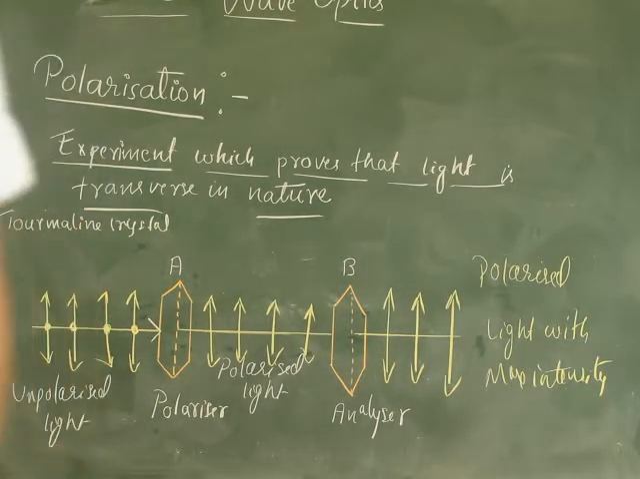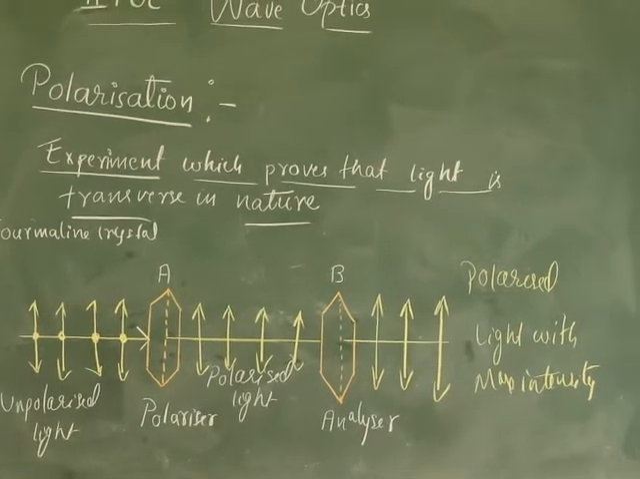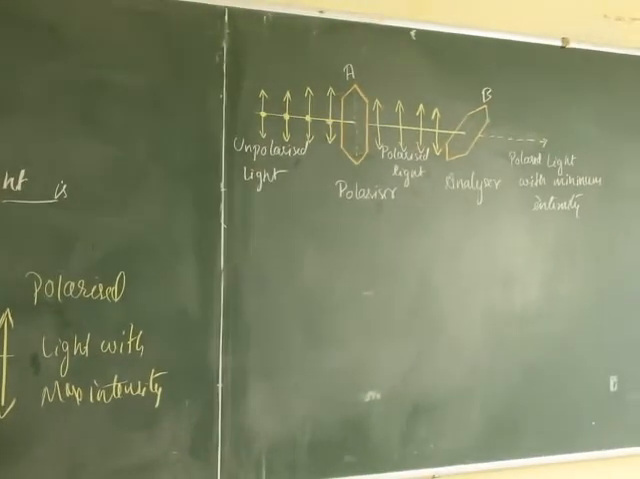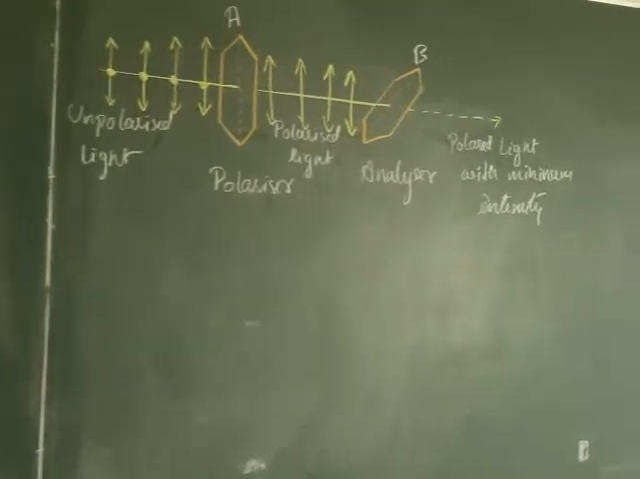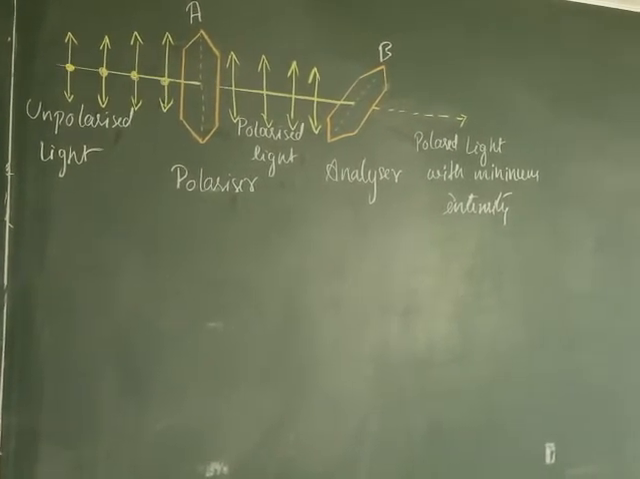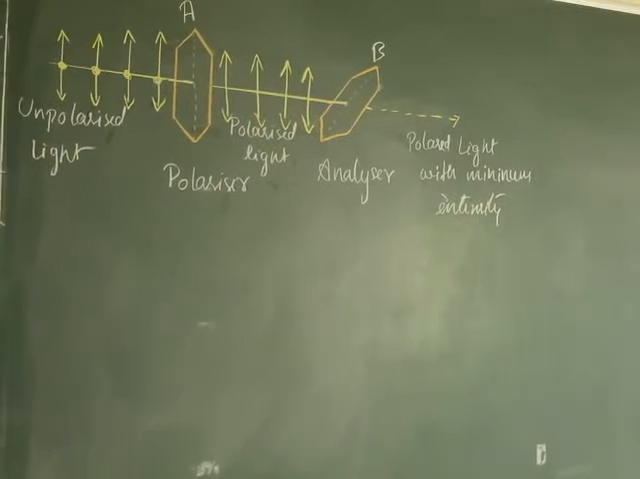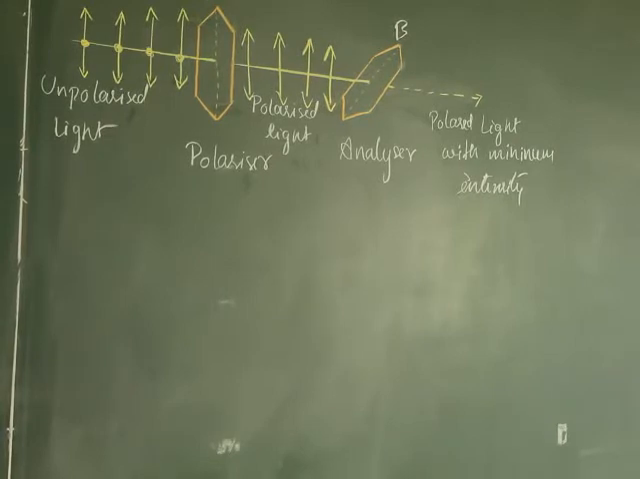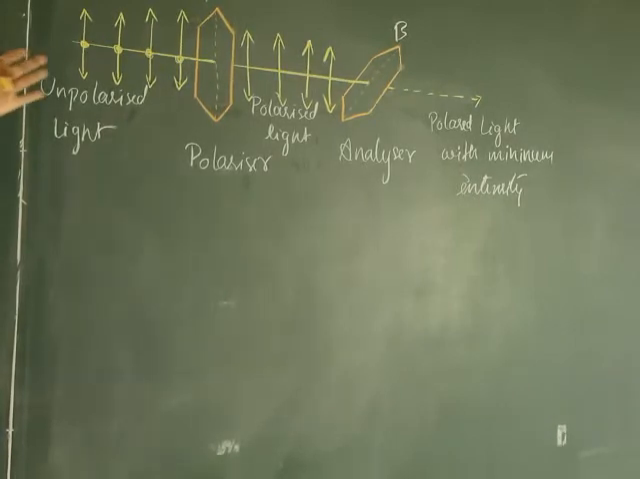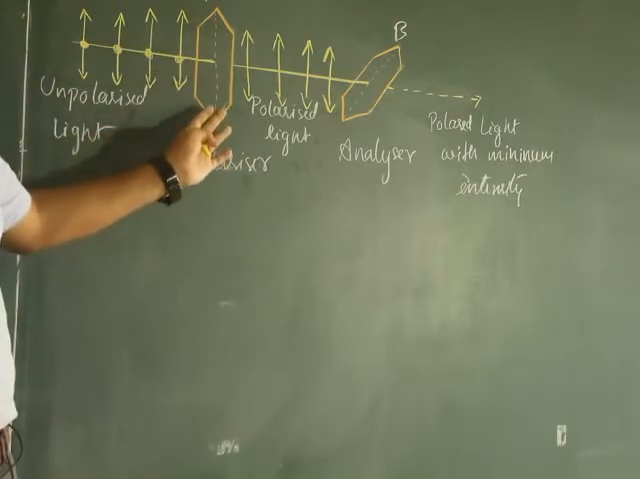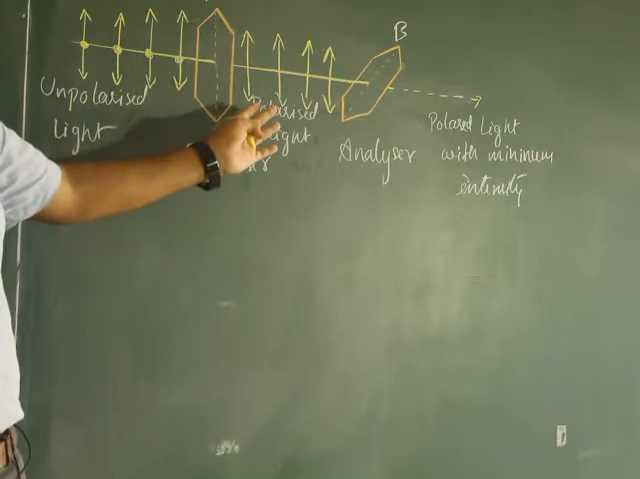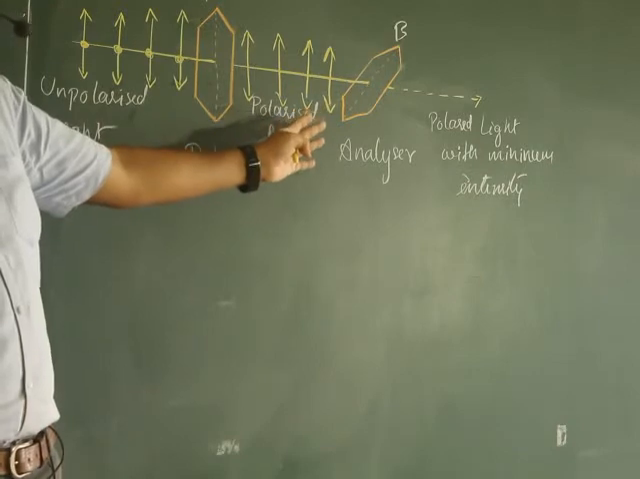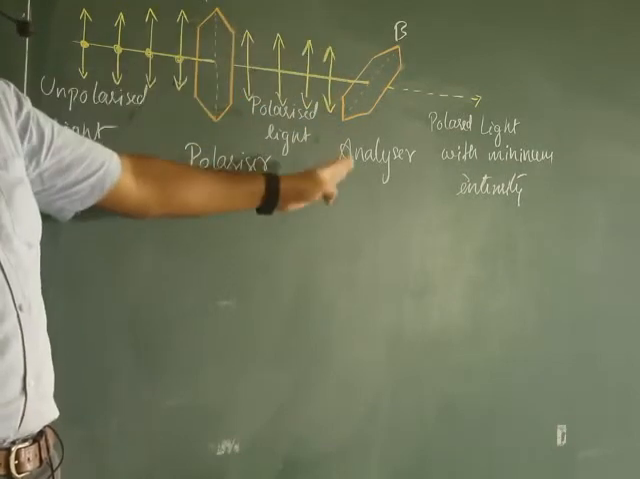Next, what happens? If the analyzer B is slightly tilted from the initial position, what happens? Of course, we know that whatever unpolarized light comes, it gets polarized. Once it polarizes, a polarized light will travel, and when it tries to enter the analyzer, that means one more tourmaline crystal which had the axis of polarization vertical, right now it is tilted.